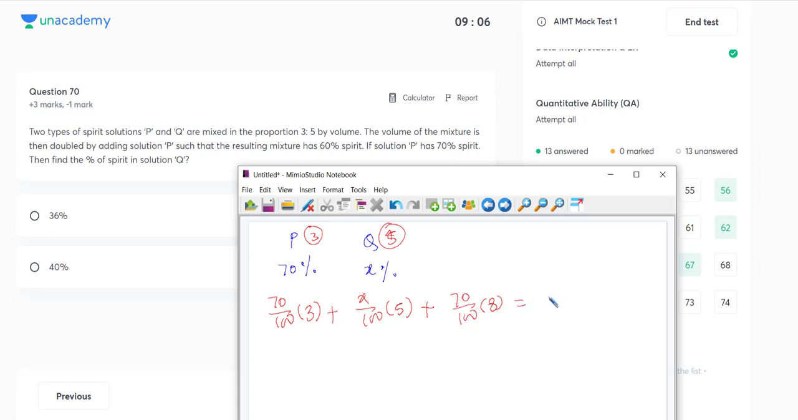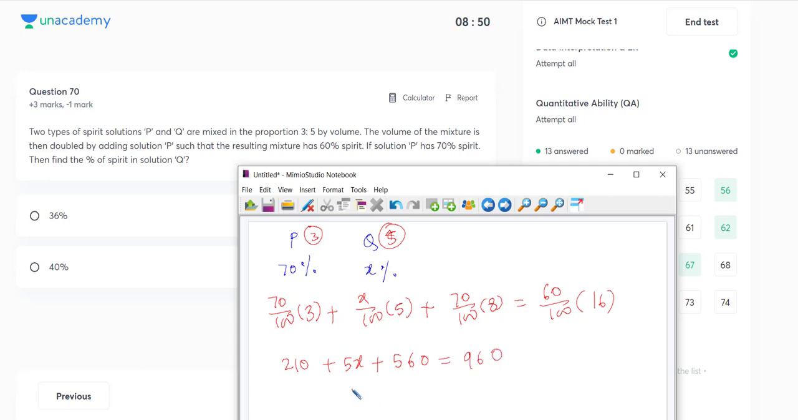Okay, so this is resulting in how much? 60% of the total is how much now? 16. Okay, so now let's solve this equation. Let's multiply this equation by 100. So this is 210 plus 5x plus 8 7s are 56, is equal to 16 6s are 960.